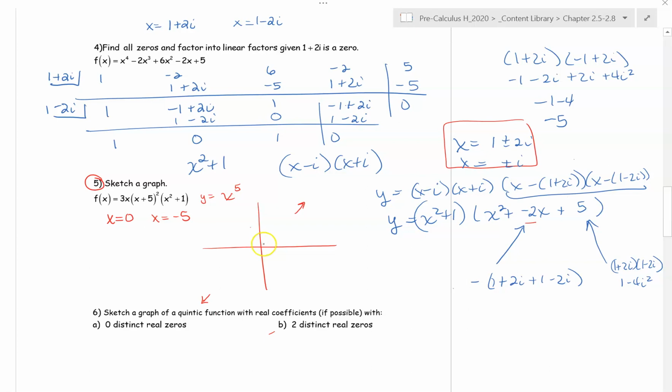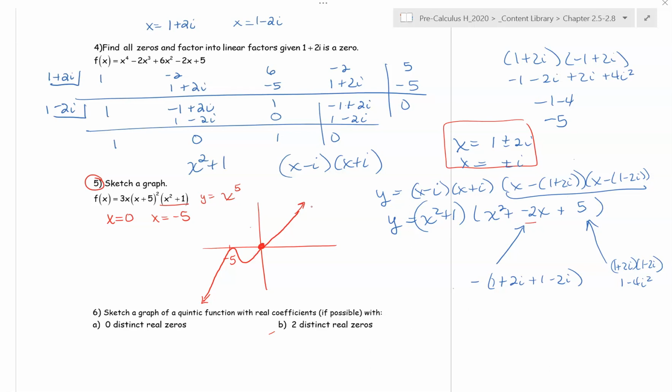Notice that we have a zero at 0 with multiplicity 1, and at -5 with multiplicity 2. So we're going to bounce when we get to the -5, and we're going to pass through when we get to the 0. Now, notice that we can't see imaginary zeros. If you graph this on your calculator, you might have a change in direction in there somewhere that implies we might have some imaginary zeros. However, this is just a sketch, so that just looks fine to me.